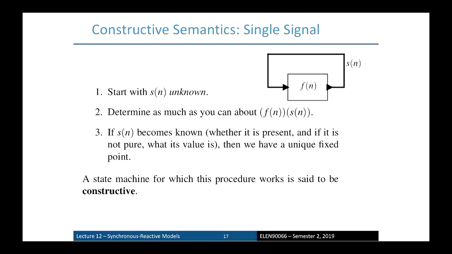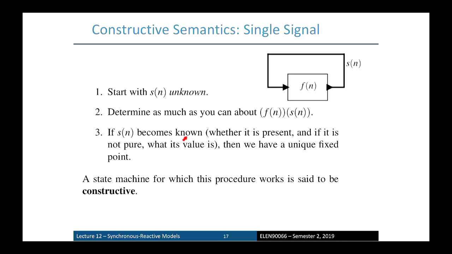The trick is, you start with the signal here being unknown. No knowledge about that. That means the inputs are unknown to the system. Then you find out as much as you can about the system acting on the inputs. Now, if they're unknown, there might be a problem. But sometimes it turns out that even if the inputs are unknown, you can still make a decision as to what the outputs are. Okay?